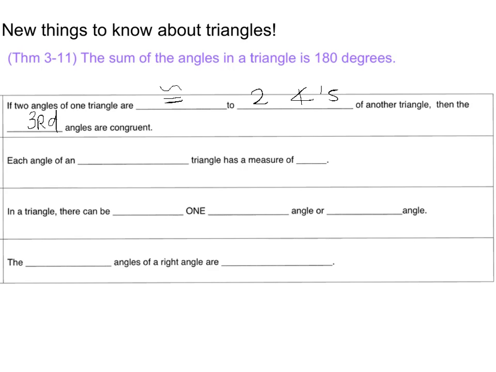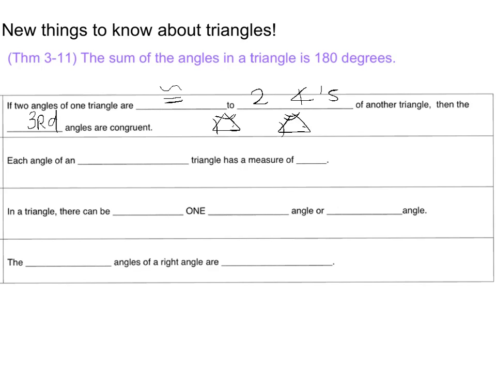This makes sense. If you've got two triangles and this angle is congruent to this angle and this angle is congruent to this angle, then yes, this third angle is congruent to this third angle. That makes sense, doesn't it?